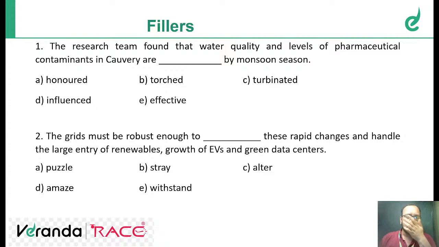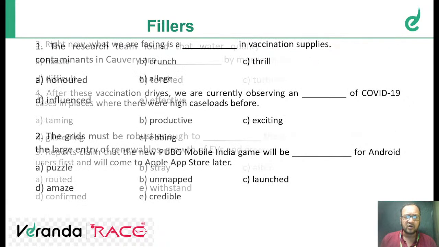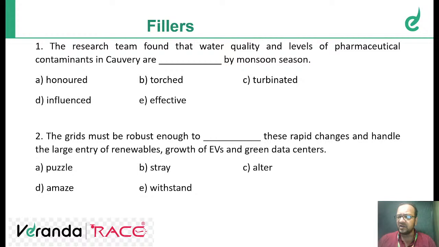We'll solve these questions. The research team found that water quality and levels of pharmaceutical contaminants in Kaveri are dashed by monsoon season, are influenced by monsoon season. So levels of pharmaceutical contaminants in Kaveri or quality of water are what? If you say honored by, monsoon season cannot honor the quality of water in the Kaveri.